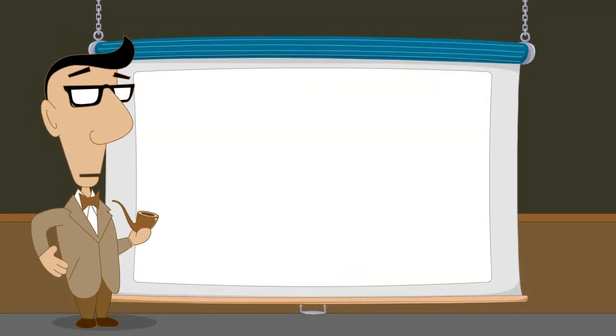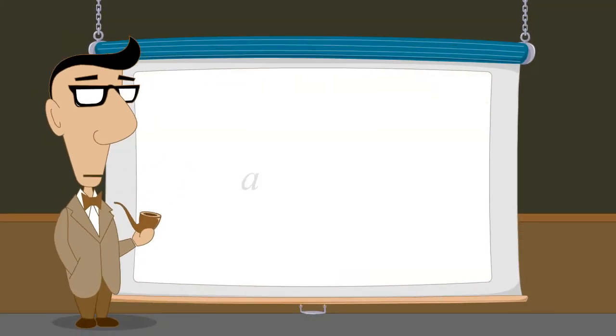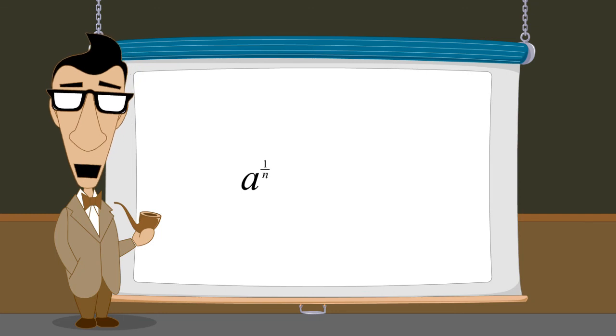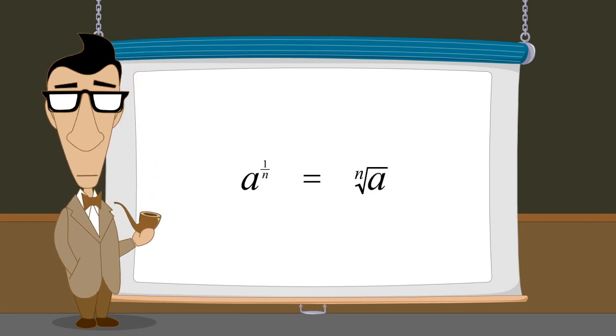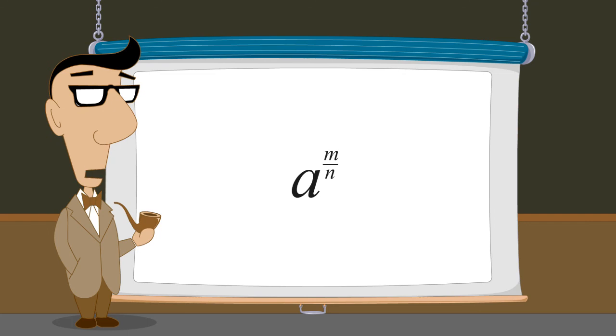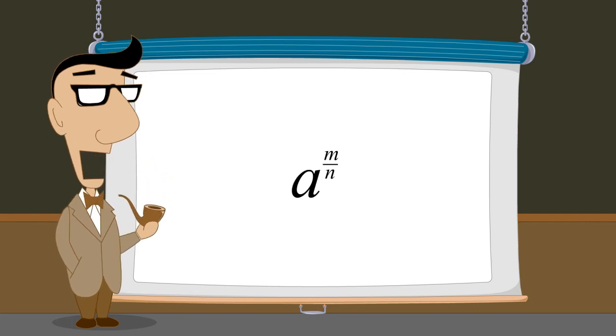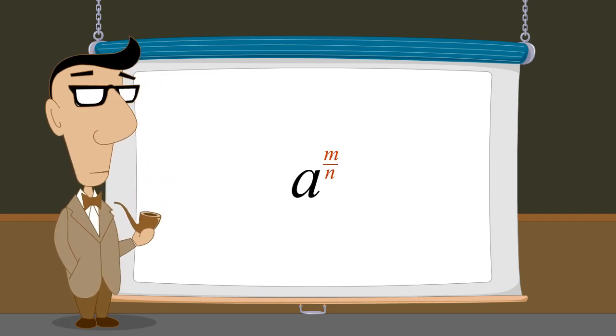So far, we have seen that writing any number a with an exponent 1 over n represents the nth root of that number. In the next lecture, we will see that exponents can not only be unit fractions, they can also be rational numbers written as common fractions m over n.